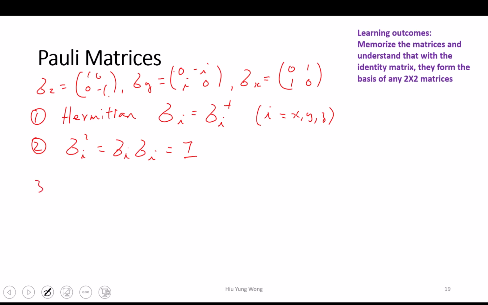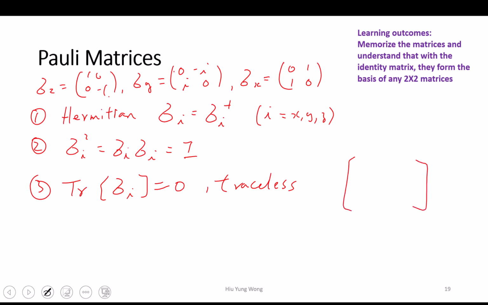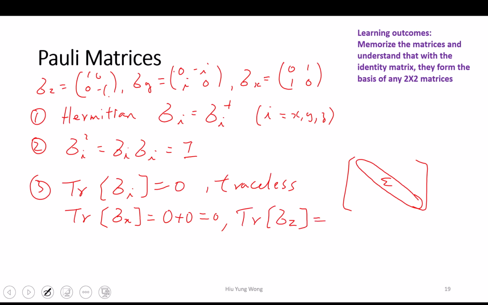The final thing is the trace of all these matrices is 0. That's why they are called traceless. Do you remember the trace of a matrix? If I have a matrix, the trace is the summation of the diagonal elements. Just sum over them. For example, trace of sigma X equals 0 plus 0. Trace of sigma Z equals 1 minus 1, also 0. They are all traceless. This is an important property.